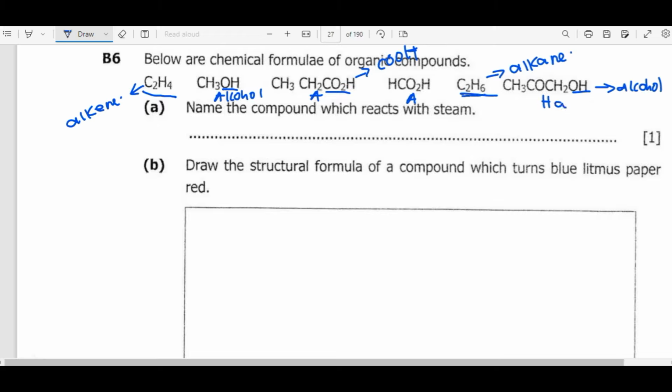Then question A, name the compounds which react with steam. The reaction of steam with an organic compound is known as hydration, and hydration forms the alcohol. Then a family that can only undergo hydration is the alkenes, so we just say C2H4, which is ethene. Whenever ethene reacts with steam, we get ethanol.